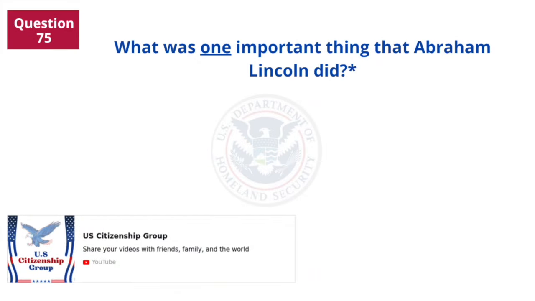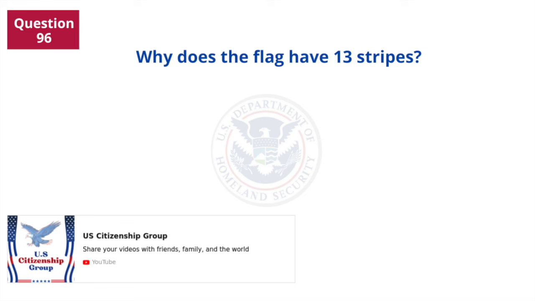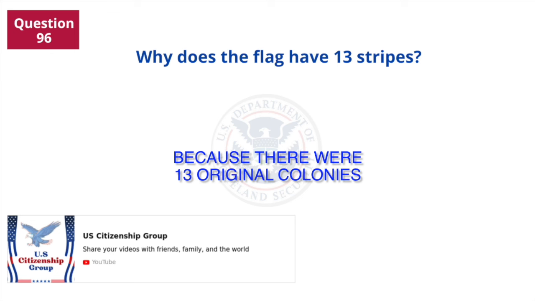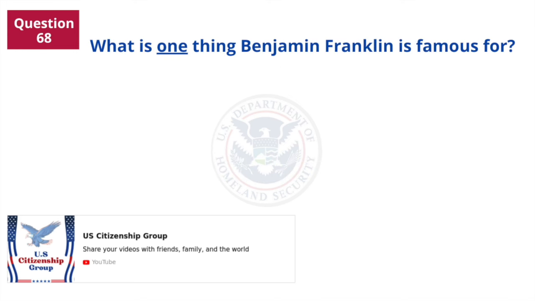What was one important thing that Abraham Lincoln did? Freed the slaves. Why does the flag have 13 stripes? Because there were 13 original colonies. What is one thing Benjamin Franklin is famous for? U.S. diplomat.